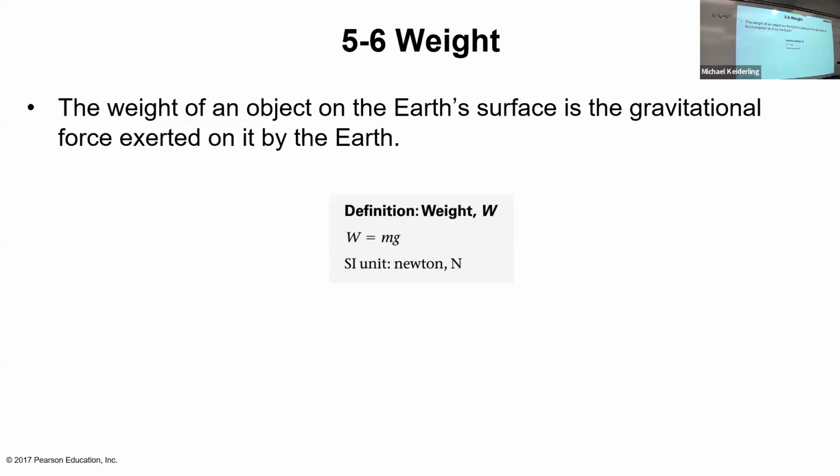So you are being pulled down by gravity. You have a mass. Gravity is applying an acceleration g. So the force that gravity is applying to you is your weight, which is your mass times g. And that force is pointing downwards. It's not the general formula for gravity. It's just the weight on the surface of the Earth.